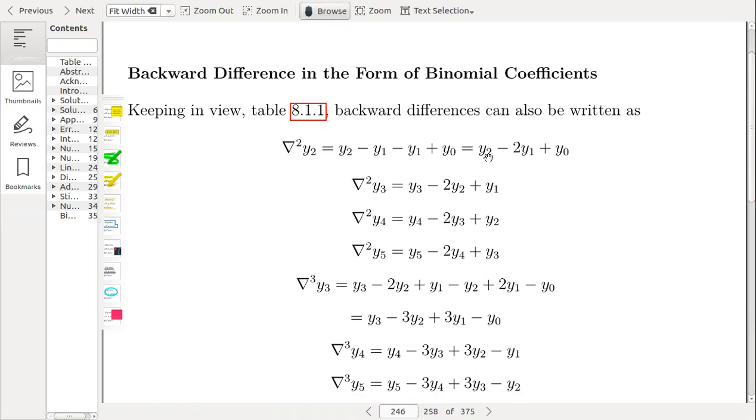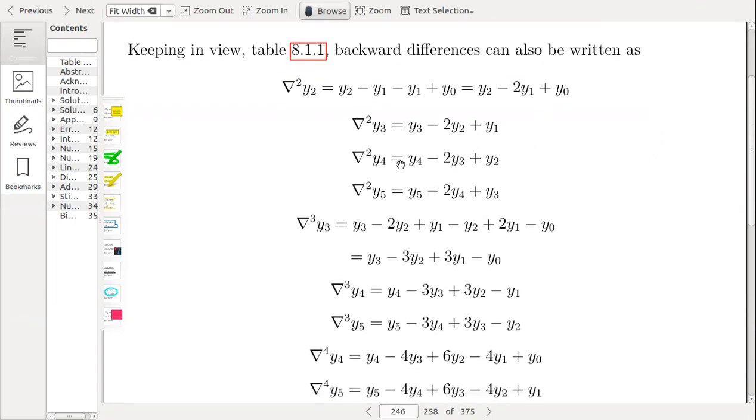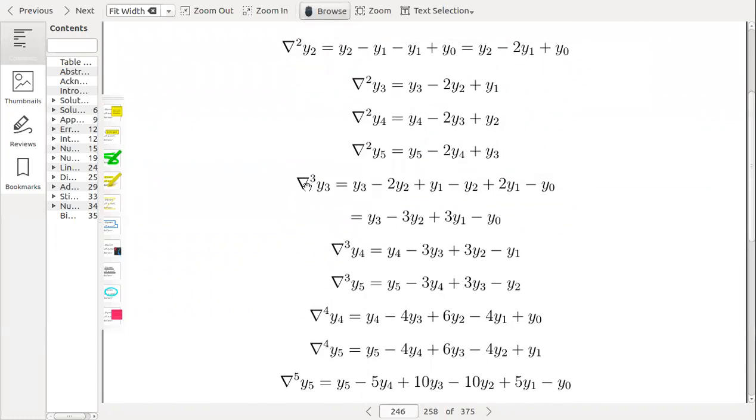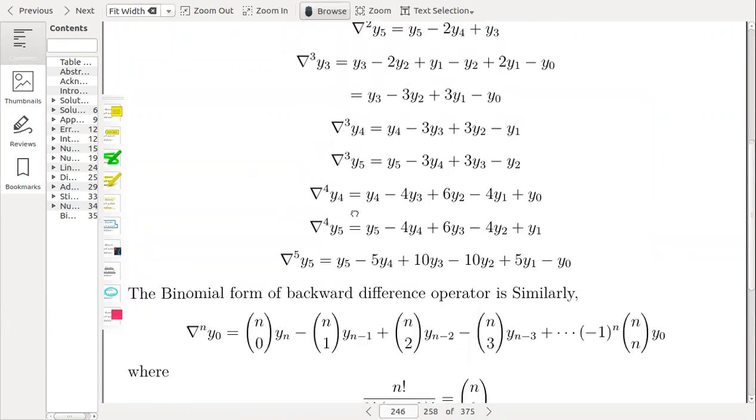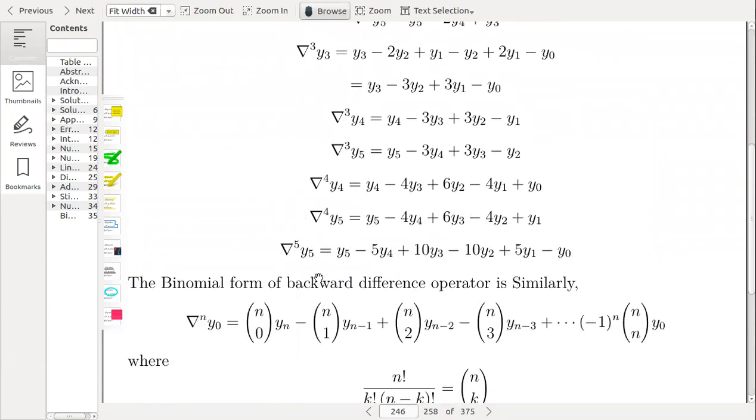written as y2 minus 2y1 plus y naught, and nabla square y3 can be written as y3 minus 2y2 plus y1. Nabla square y4 can be written similarly, and nabla cube y3 can be written as y3 minus... So by observing these terms, we can observe the coefficients.